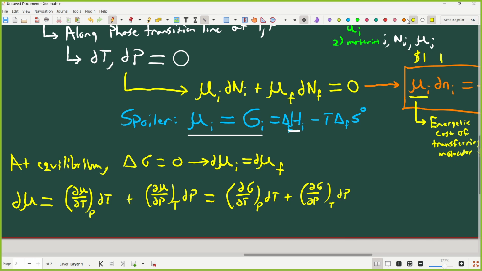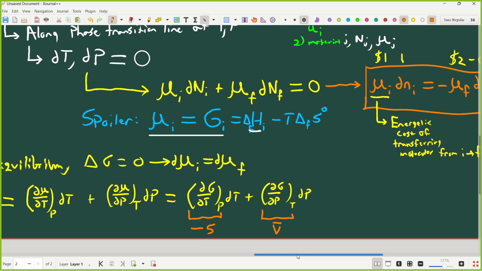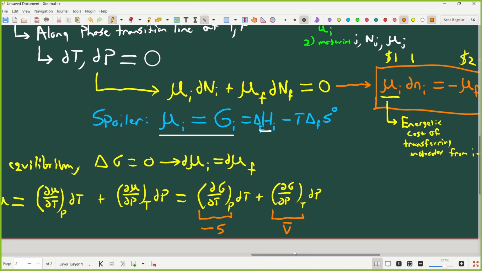But I already wrote down what those were. This right here is negative entropy, and this right here is the volume change, or the volume of the system, the inverse density, the molar volume. All right, so once again, we've returned back to that Gibbs equation that we started with in the first place.